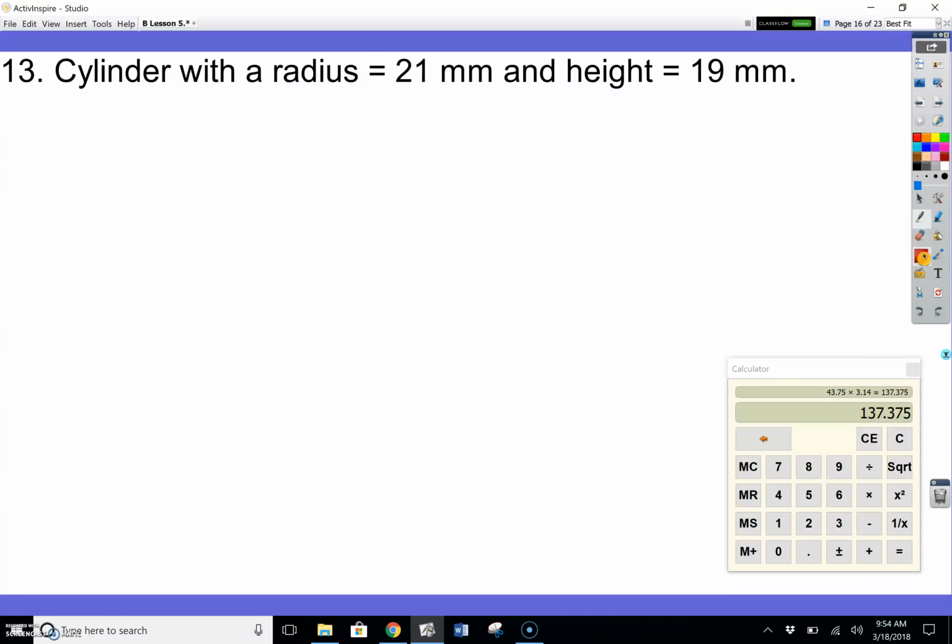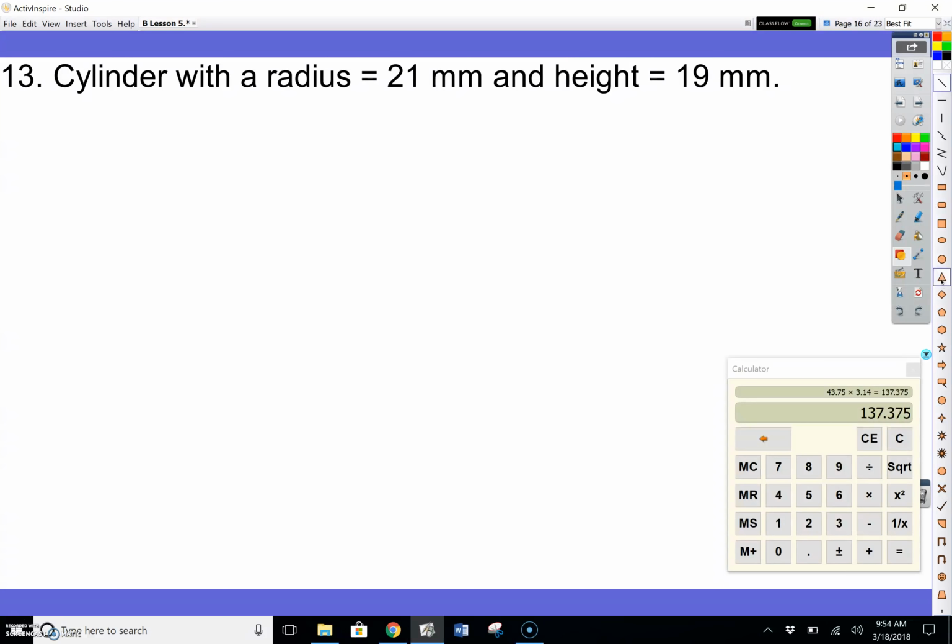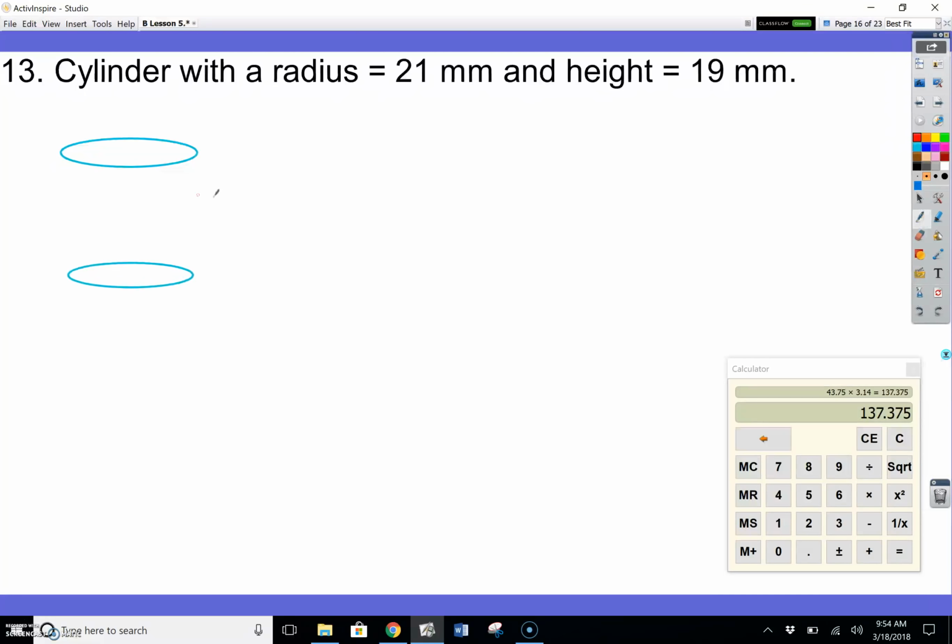Sometimes I give you guys a description, and you need to find the missing value. Whenever that happens, I personally just draw myself a real quick sketch of a cylinder. It's a very poor cylinder, but I have a cylinder, and it has a radius of 21 and a height of 19. And it says find the volume.